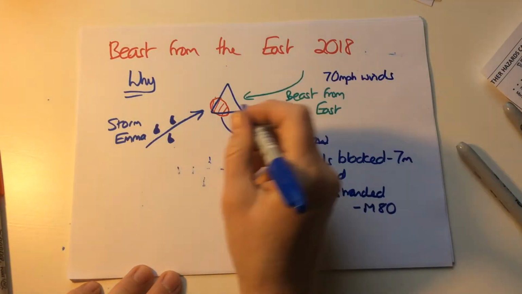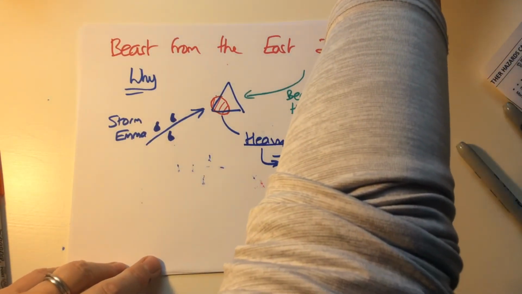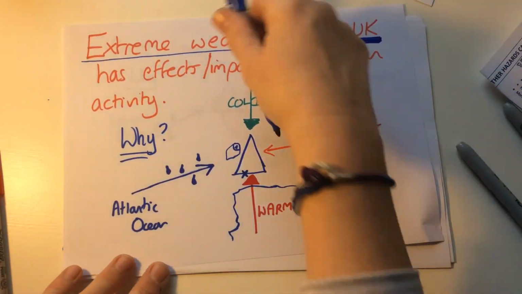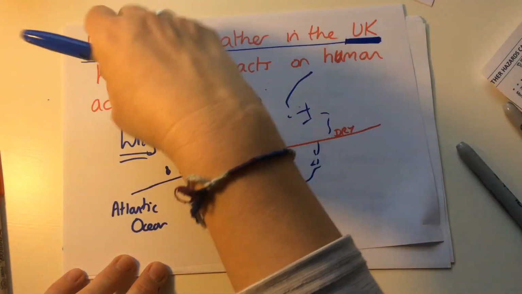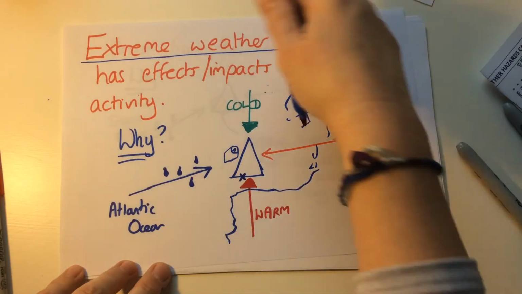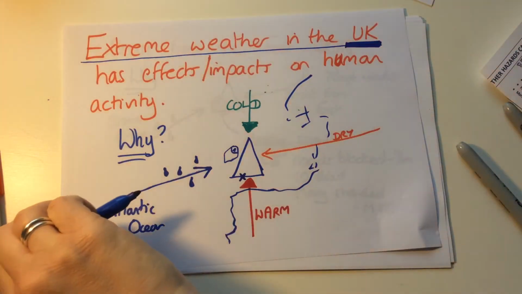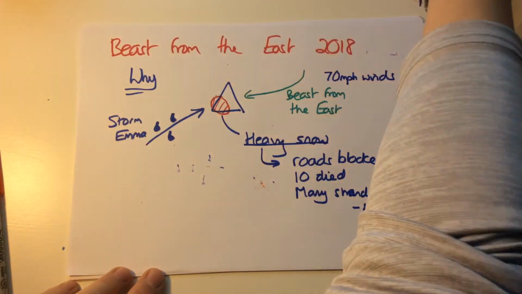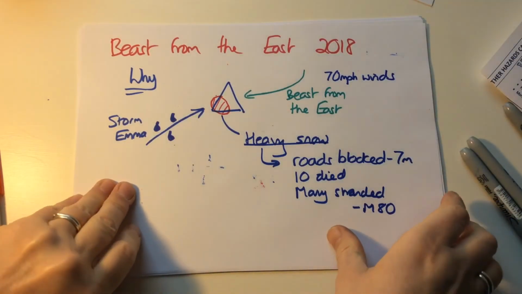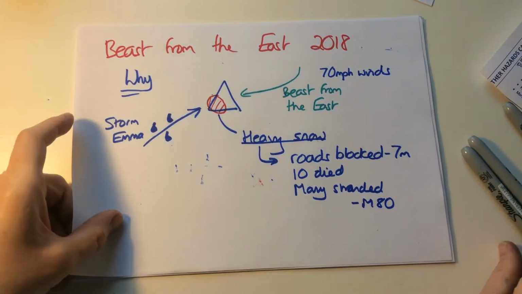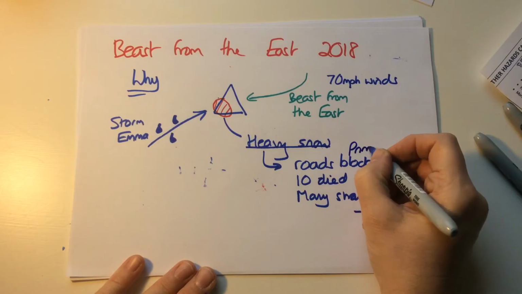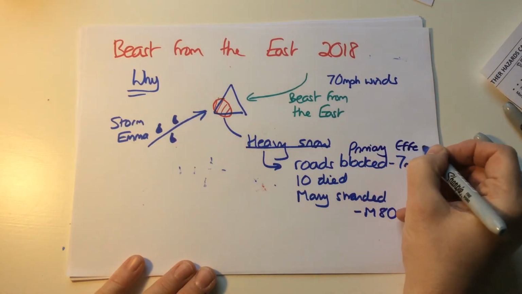So Storm Emma and the Beast from the East. And again, that clearly relates back to this. The cold air had been deflected by the action of some other atmospheric conditions. So the cold air is coming in this way, and the storm came in this way. And as they met, there was a big, big impact. So heavy snow obviously affected it. So these were some of the primary effects that we're seeing here.